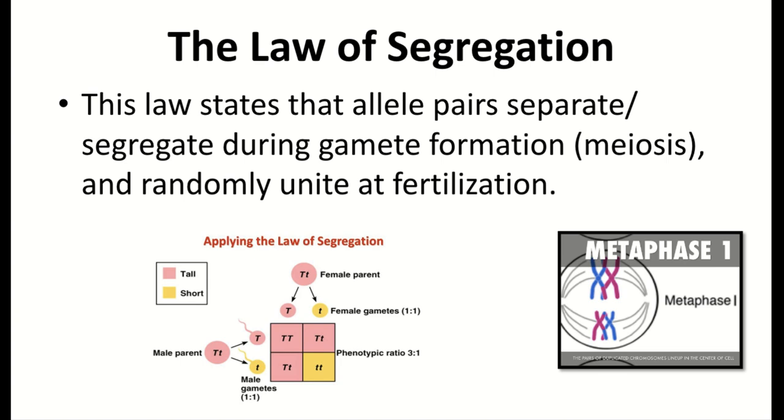The law of segregation, we talked about this a little bit in meiosis. This just says that allele pairs will separate during gamete, or sperm and egg, formation and then randomly unite.